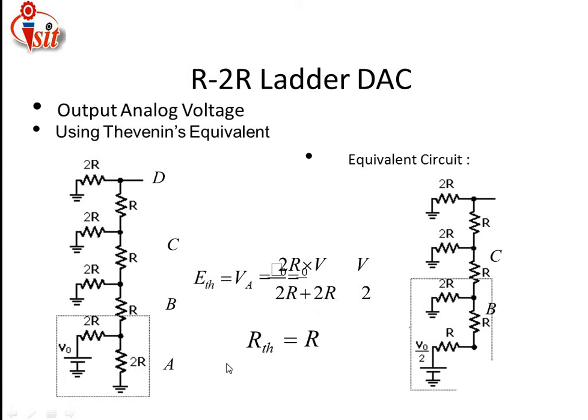R Thevenin is equal to, by calculating these values, the Thevenin's equivalent resistance, which is the plain resistance applied for that circuit, and that plain resistance for this circuit is nothing but R. I have shown that here.